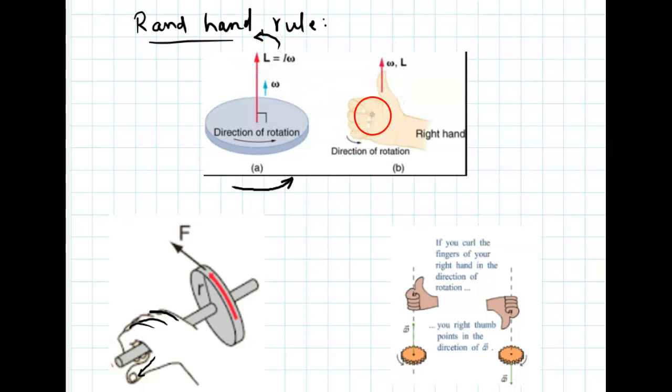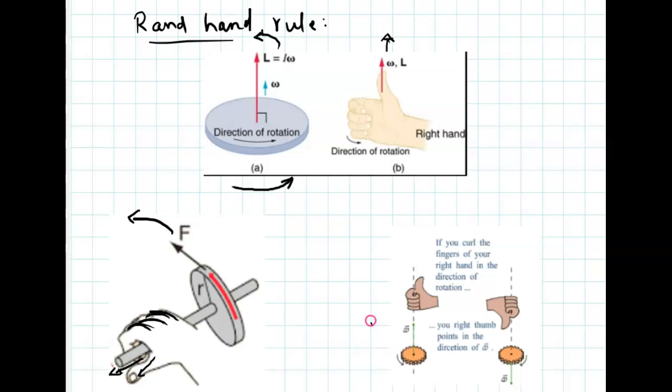The four fingers are wound around the axis of rotation, and this outstretched thumb points the direction of angular displacement. If this is the direction of rotation, you have to grab the four fingers around the axis of rotation and stretch the thumb, which gives you the direction of angular displacement.